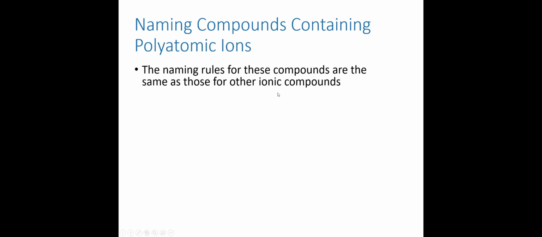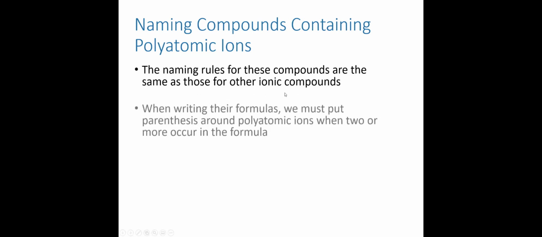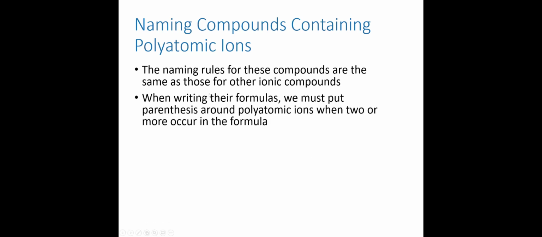So how do we name compounds that have polyatomic ions? Well, you follow the exact same rules that you did for the other ionic compounds. So you just put the name of the cation first and then the name of the anion. Now, something new does come up here. When you need to have 2 or more of a polyatomic ion, you can't just put a 2 or a 3 at the end. Let's see if we can think about why.